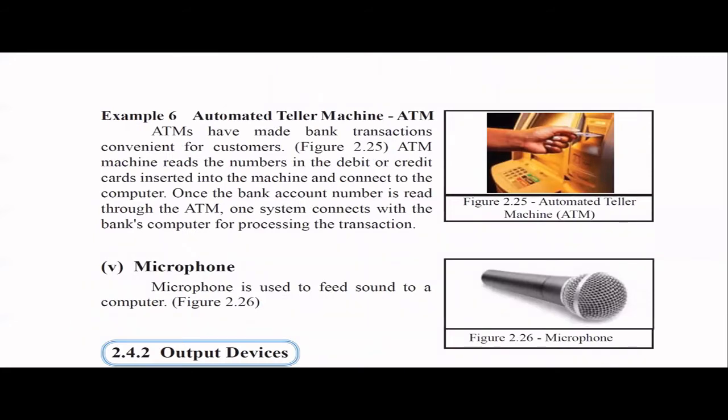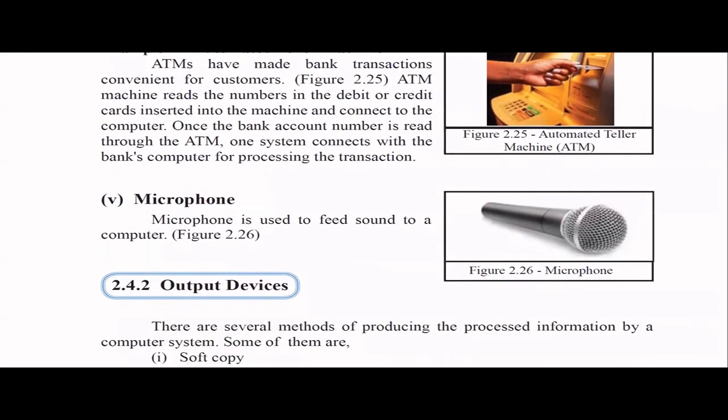Even in the ATM machine there is a scanner. ATM means automated teller machine. At the bank you have the ATM machine where you can directly go and insert your debit or credit card, and it automatically scans the card and gets the information. Then when you give the PIN number, you can easily do the transactions. You don't have to wait in queues. So in the ATM machine also we have scanners.